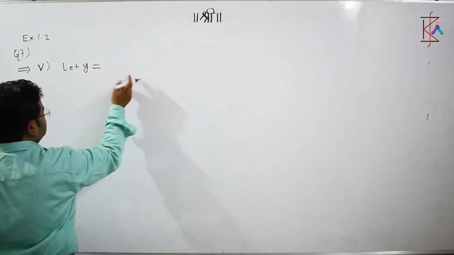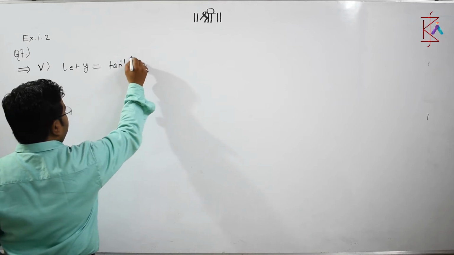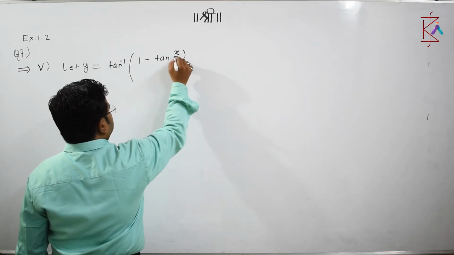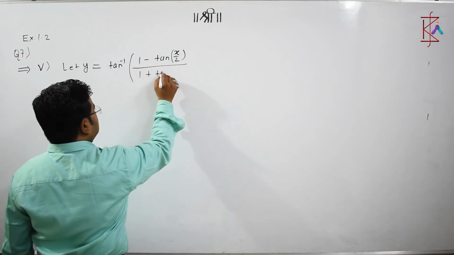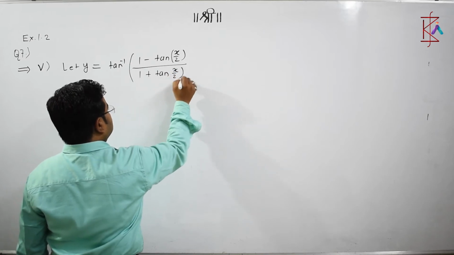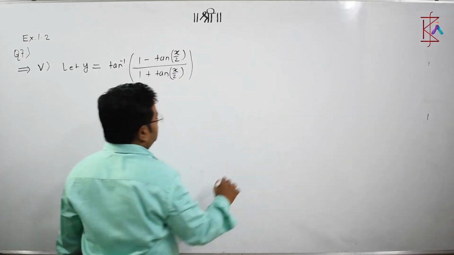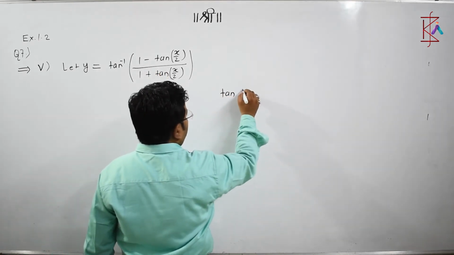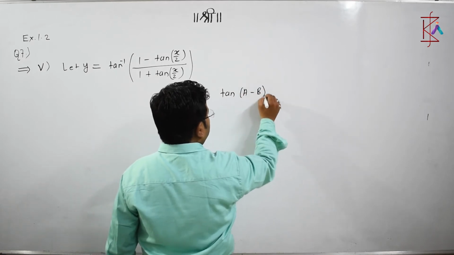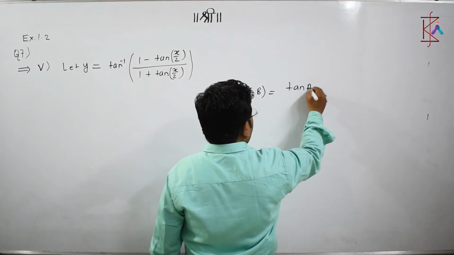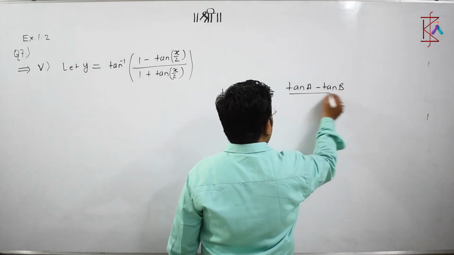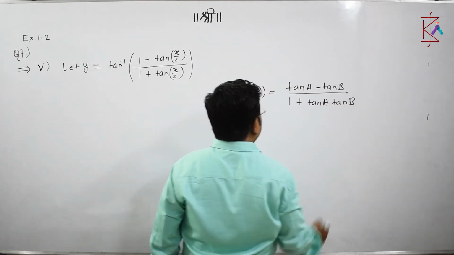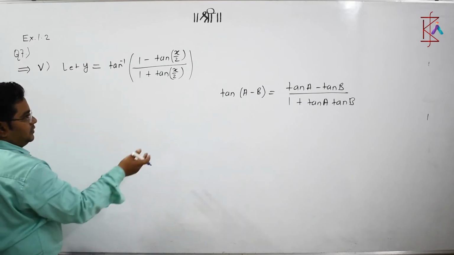Okay, so y is equal to tan inverse of (1 minus tan x by 2) divided by (1 plus tan x by 2). Quite an interesting question, I hope. Now here again we are using an identity, tan of a minus b, since there is a minus sign, is equal to (tan a minus tan b) upon (1 plus tan a tan b). So this was the identity which I would like to recommend to you.